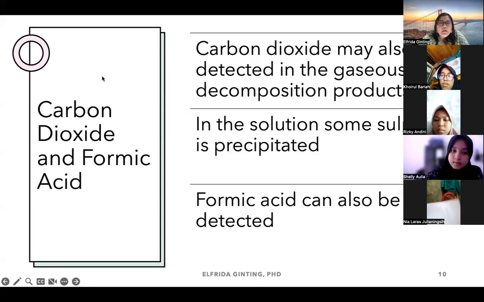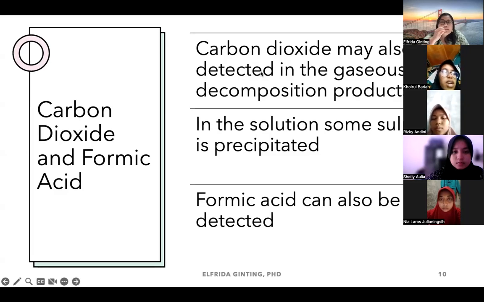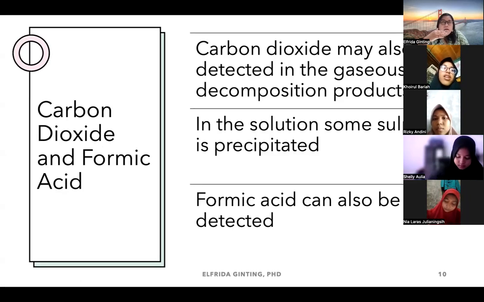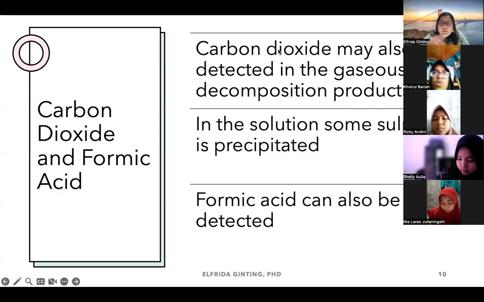Now, in the reaction using sulfuric acid, carbon dioxide can also be formed. It depends on the concentration of sulfuric acid. If the concentration is a little bit higher, carbon dioxide will be formed, and then you can detect the carbon dioxide.